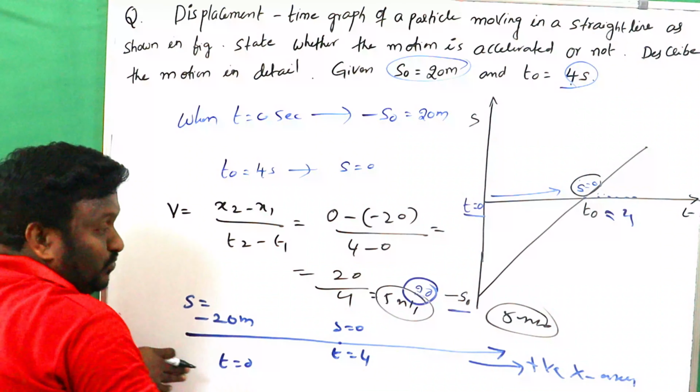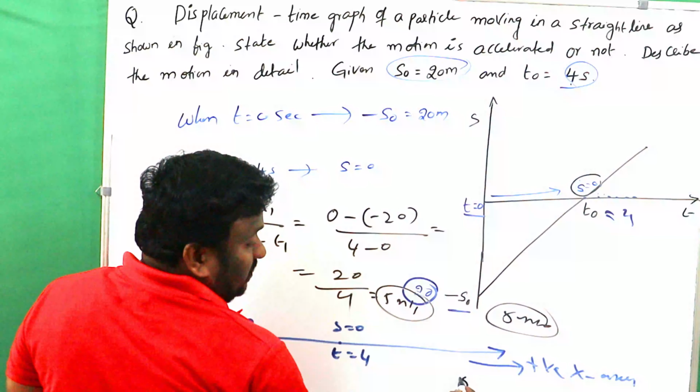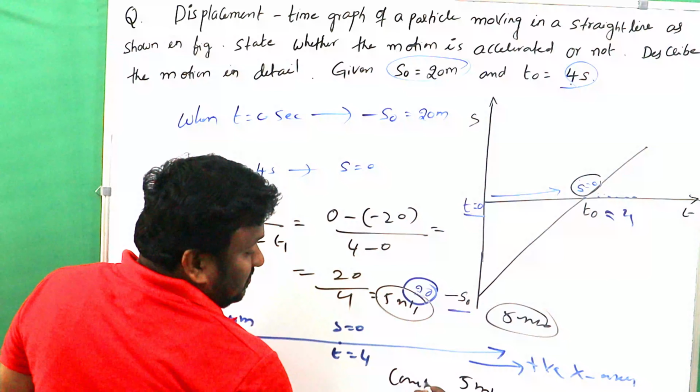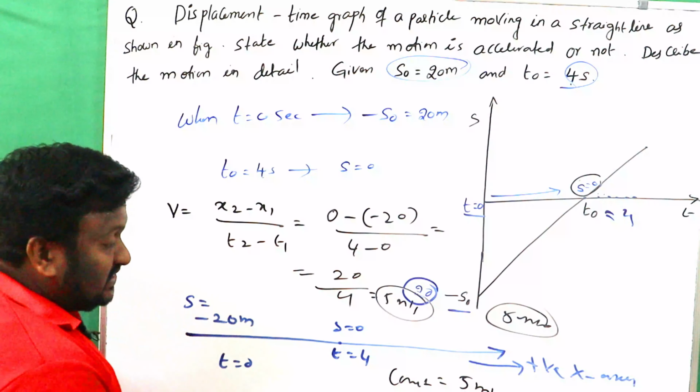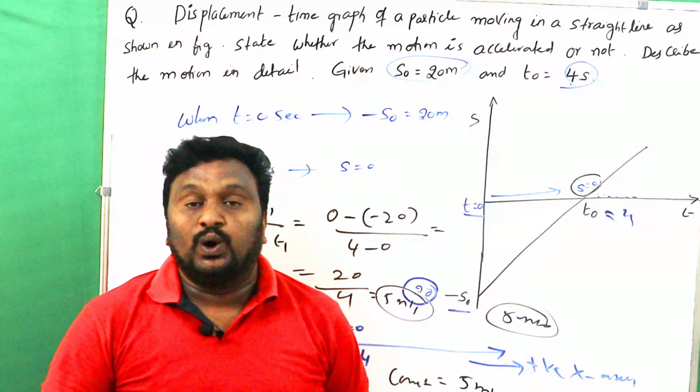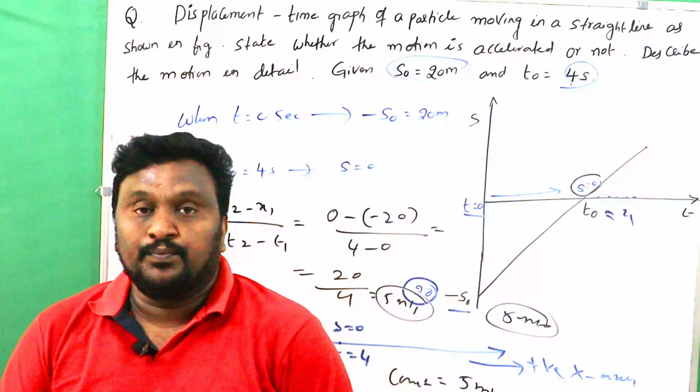The particle is moving towards the positive x-axis with constant velocity, that is 5 meter per second. When it is having some constant velocity, obviously the acceleration is 0. See the next problem.